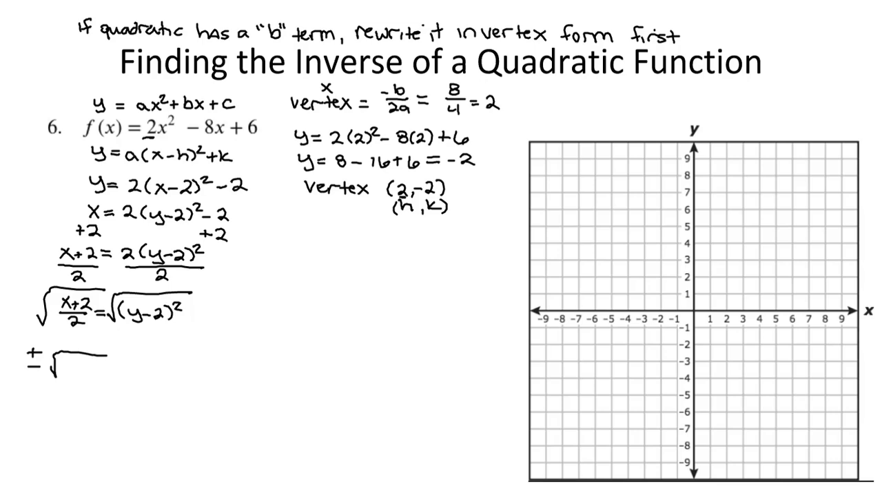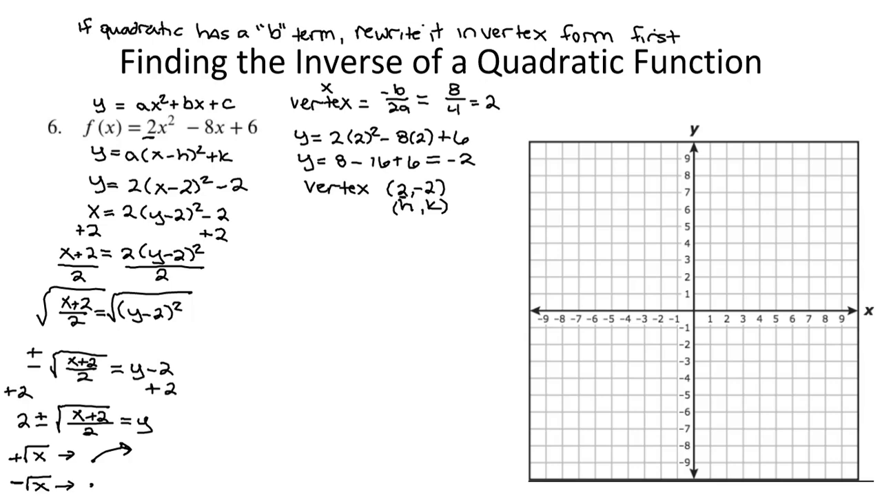That's going to give us plus or minus the square root of x plus 2 over 2 is equal to y minus 2. And then to get the y by itself, I add 2 to both sides, and that's going to give us 2 plus or minus the square root of x plus 2 over 2. And then hopefully you'll recall that if we take the square root function and make it positive, it's going to open up. And if I make a negative square root function, it's going to go down. And I've got to pick which one of these to use.